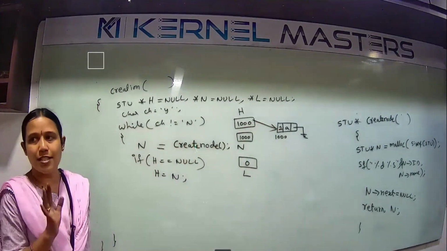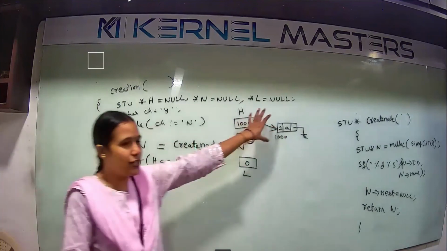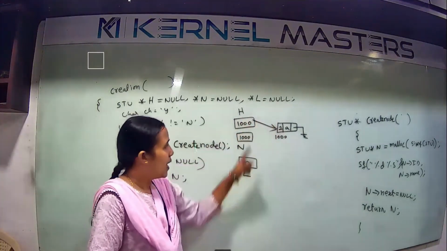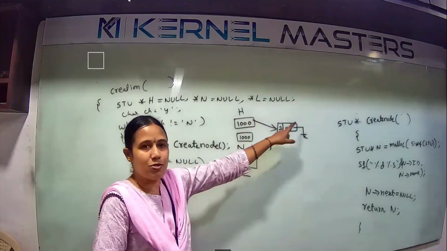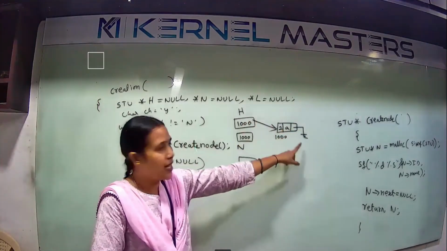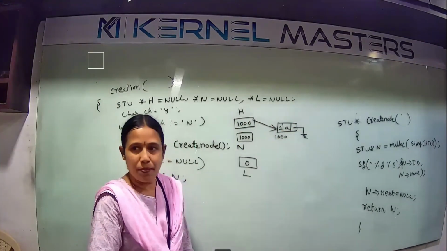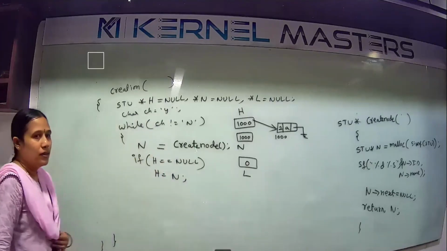Your linked list is successfully created as of now. This is your linked list with one node. Head is storing the first node address. First node is the last node. It has no next node to point. Fine.